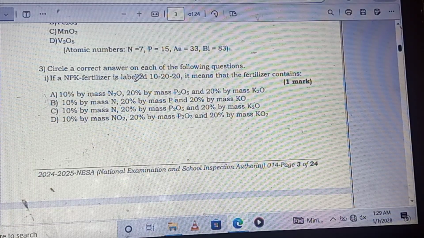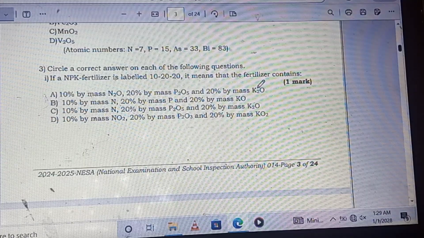Question 3. Circle the correct answer on each of the following questions. I. If an NPK fertilizer is labeled 10, 20, 20, it means that the fertilizer contains... The correct answer is C: 10% by mass nitrogen, 20% by mass phosphorus pentoxide, and 20% by mass potassium oxide.